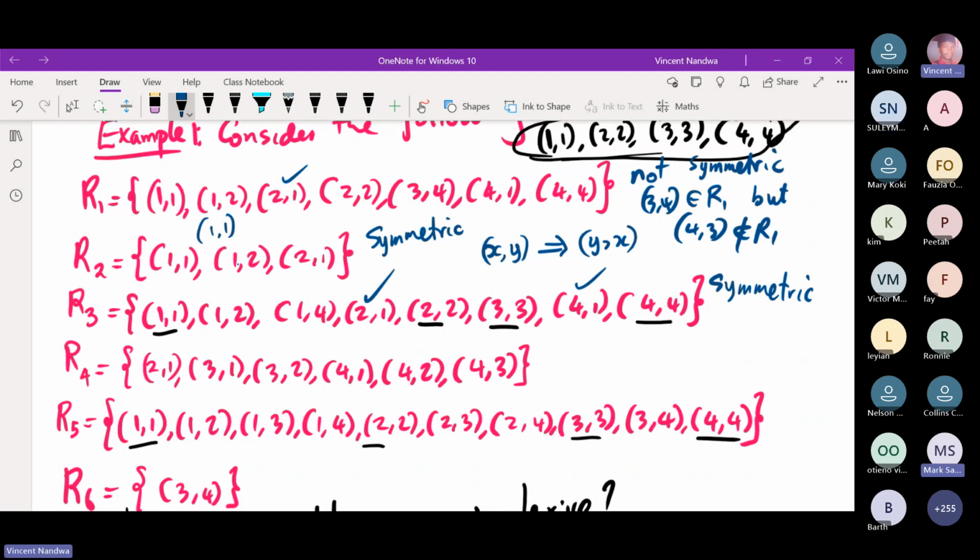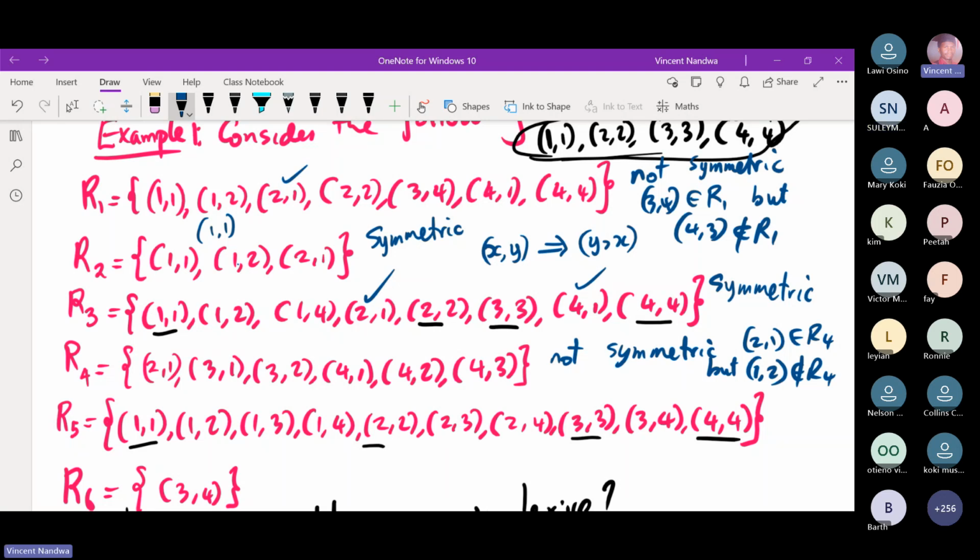Then R4. This is 2, 1. So what are we expected to have? 1, 2. Is it there? No. So therefore, this is not symmetric. Once you just have 1, it's enough. You can actually justify your answer by giving the reason that it's not symmetric since we have 2, 1 in this relation R4, but 1, 2 is not in R4.